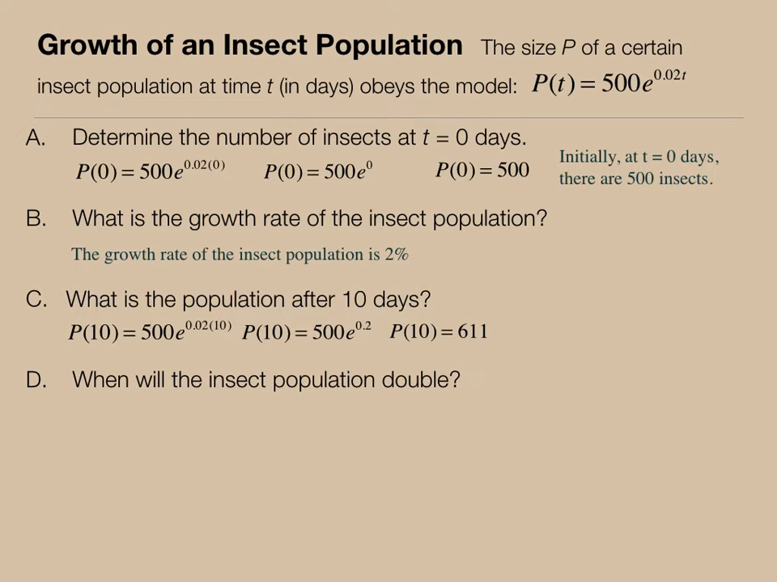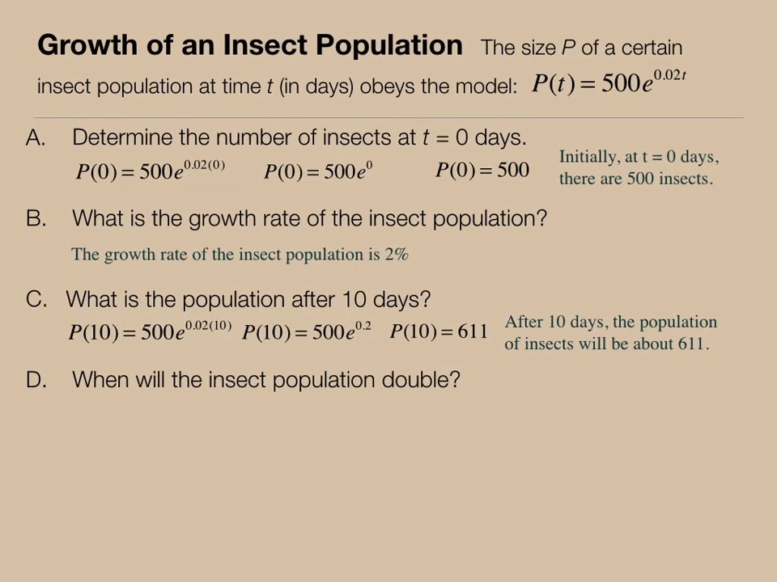Here's where we write our answer in sentence form. After 10 days, the population of insects will be about 611. Part D. When will the insect population double? So I'm looking for t.